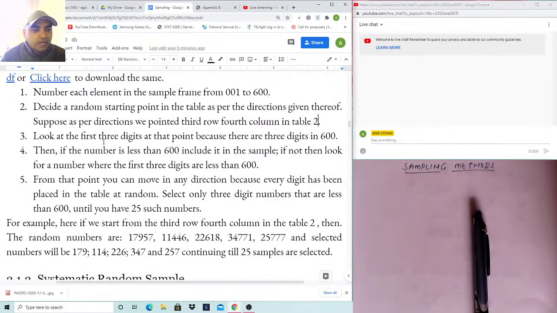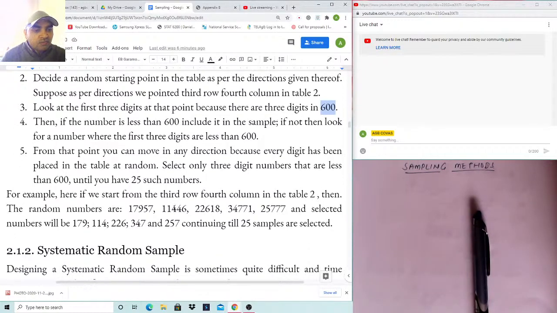So look at the first 3 digits at that point, because there are 3 digits in 600. Then, if the number is less than 600, include it in the sample. If not, then look for a number where the 3 digits are less than 600. From that point, you can move in any direction, because every digit has been placed in the table at random. So select only 3-digit numbers that are less than 600 until you have 25 sections.